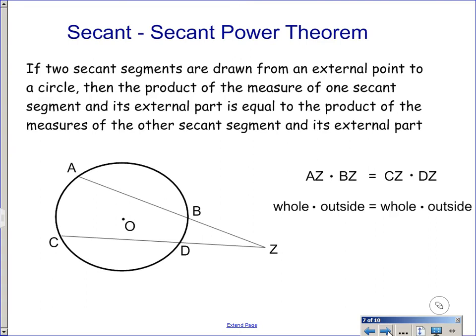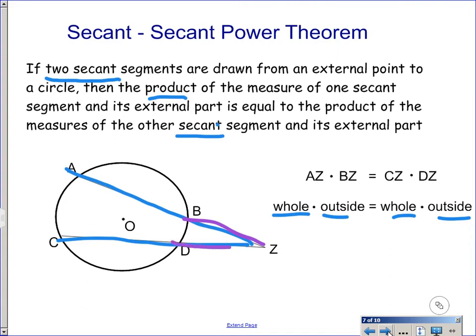Our last power theorem is the secant power theorem. If two secants are drawn from an external point to a circle, then the product of the measure of one secant and its external part is equal to the product of the measure of the other secant segment and its external part. So basically you're doing the same thing. Whole times the outside, whole times the outside. That's what you do when you have your secants. And again, it's going to be my whole times my outside, which is going to equal the whole times your outside.